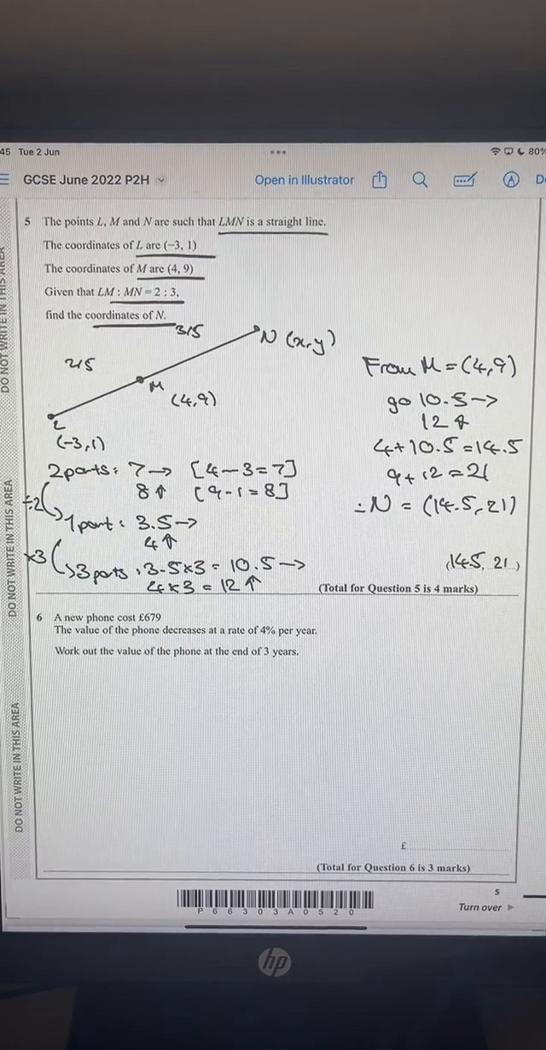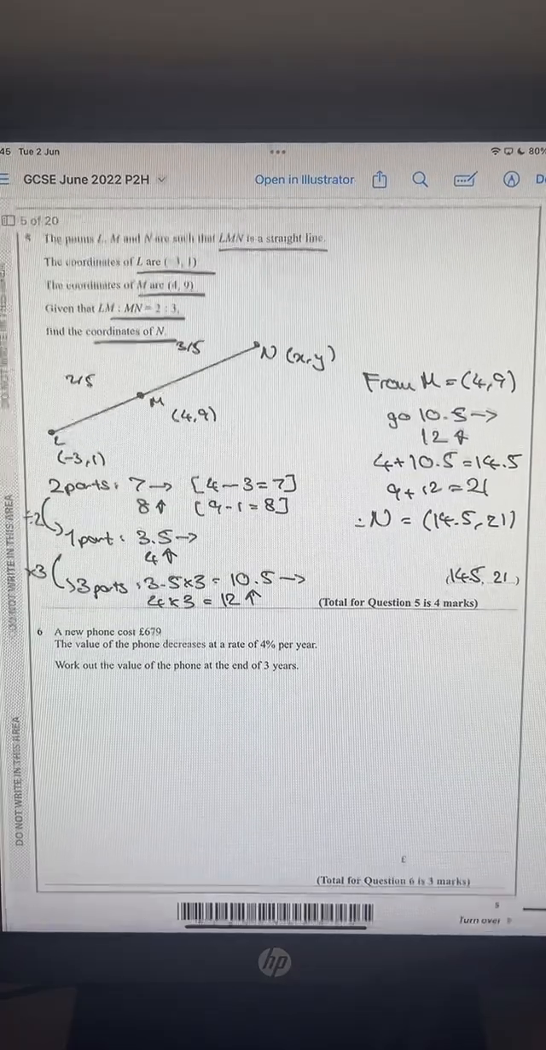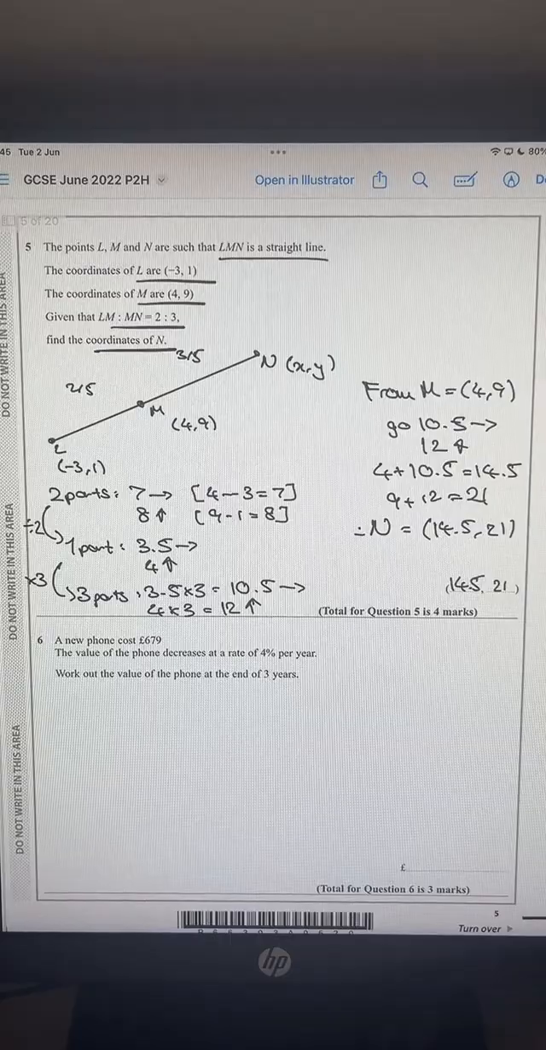So it's 4 marks, but we didn't actually do any complex working. We just imagined we had a coordinate grid and worked it like that. So don't overcomplicate it. When I sat this question in the exam, I was tempted to overcomplicate it, but I was like, no, just keep it simple. The simple way will work, but just make sure you write down enough working.